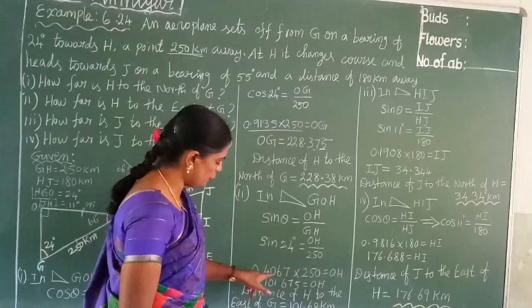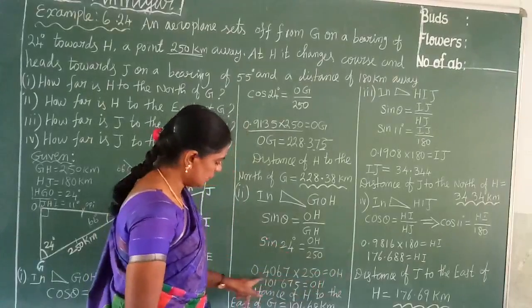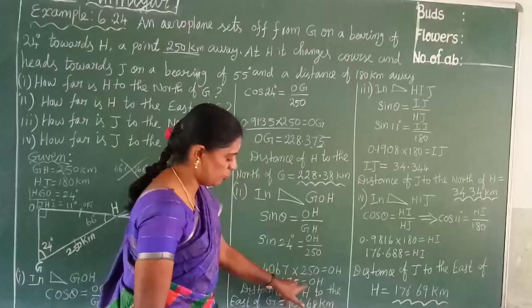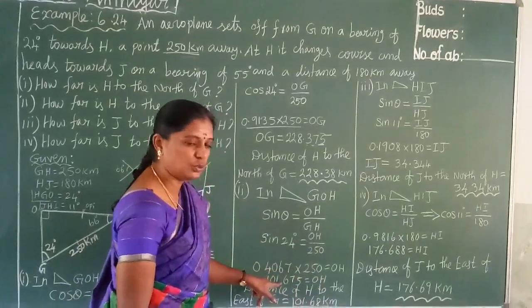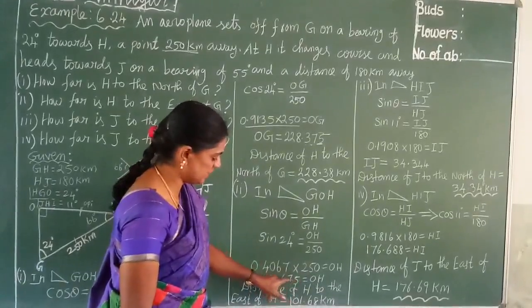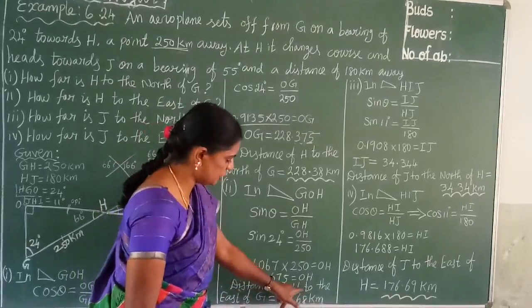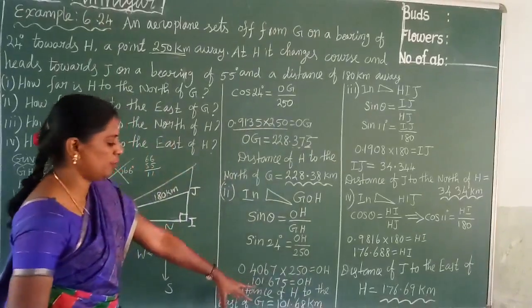So 0.4067 into 250 is equal to OH. These two multiplication answer: 101.675 equal to OH. Already I told you, 3 digits means you convert it to 2 digits. 675 converted to 2 digits means 68. Therefore the distance of H to the east of G is 101.68.